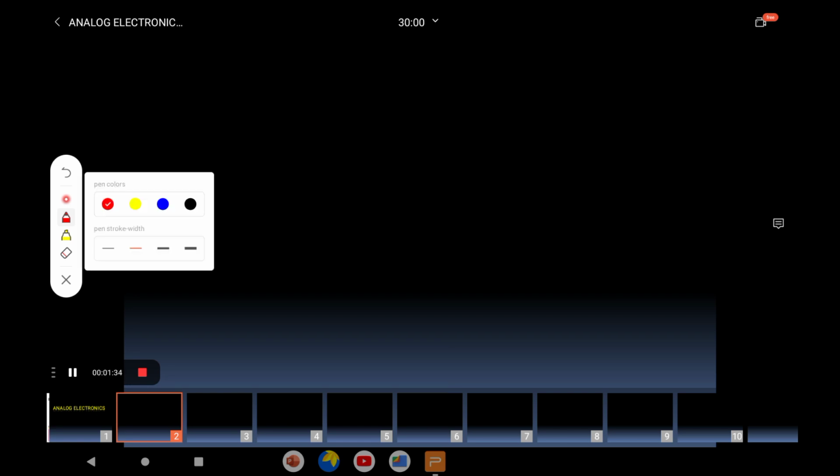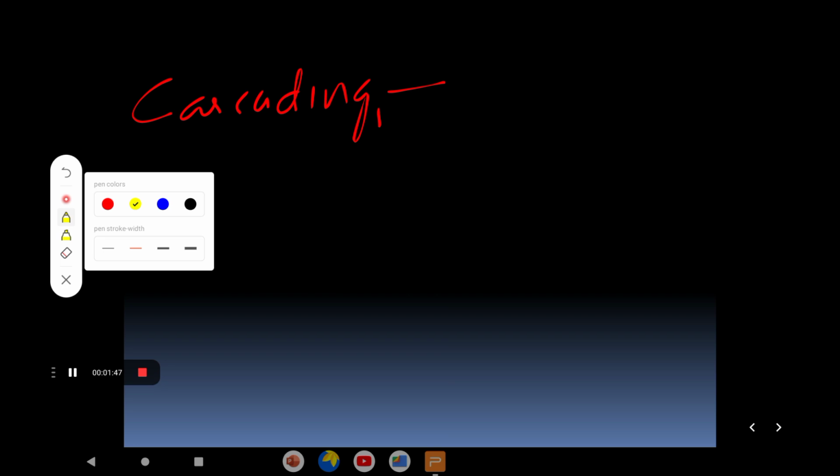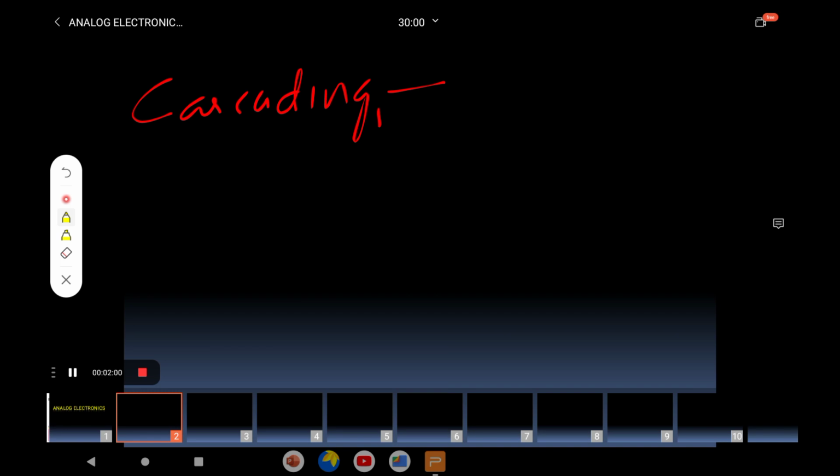So let us define this one. Cascading means it is a process of connecting the output of one amplifier as input to another amplifier. Just I will repeat. Cascading means the process of connecting the output of the first amplifier as an input to the next amplifier. That is generally called cascading. We can also call it a multi-stage amplifier.